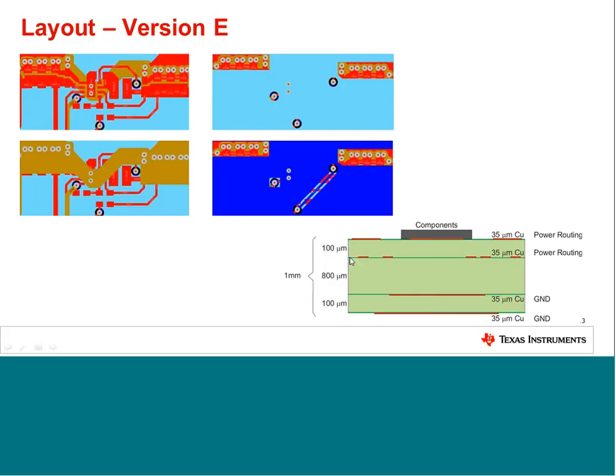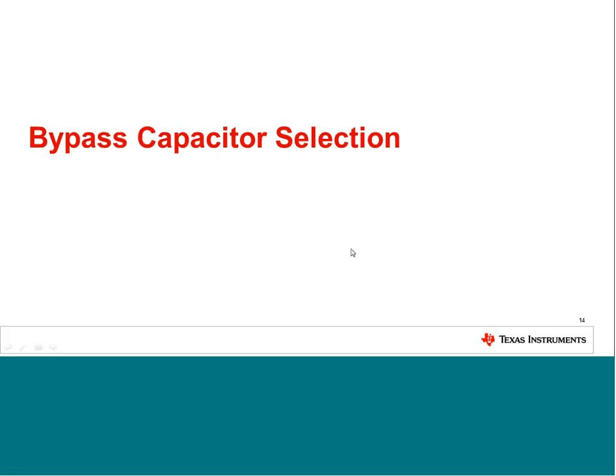This way we get the routing or the planes closer together. It's only 100 micron compared to 1 millimeter in the version D. So that's just to remember for the experiments and the measurement results afterwards.